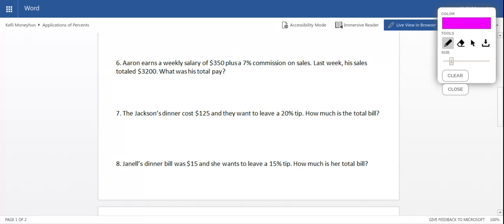Okay, next is a problem about dinner. So you guys should have pretty good experience with this. Okay, so dinner costs $125. They want to leave a 20% tip. Okay, tip means to add. So you're going to find that 20% and then you're going to add it back to how much dinner costs, and that will be your total.